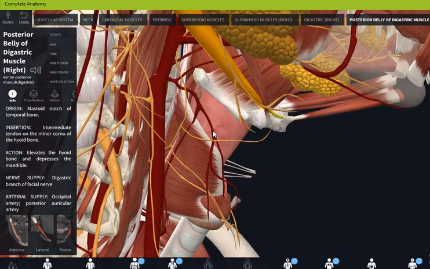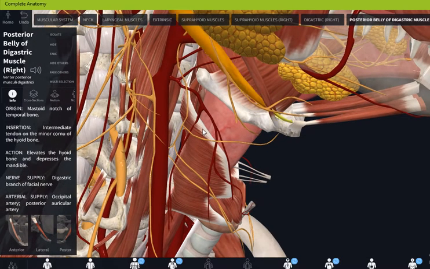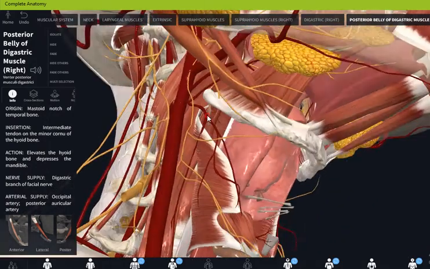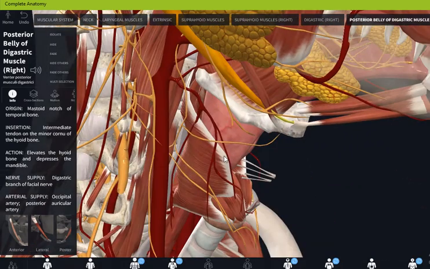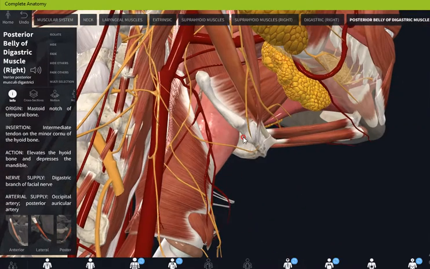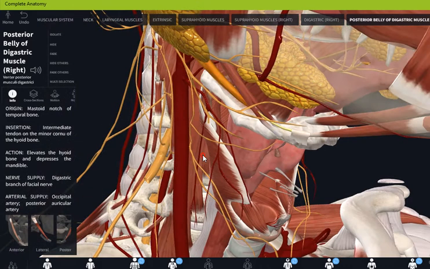So the pharynx consists of two main types of muscles. We have the circular muscles, which are the constrictor muscles: superior, middle, and inferior constrictor. And we have the longitudinal muscles. There are three main longitudinal muscles. Number one will be the stylopharyngeus. Number two is the salpingopharyngeus, and the third one is the glossopharyngeus.